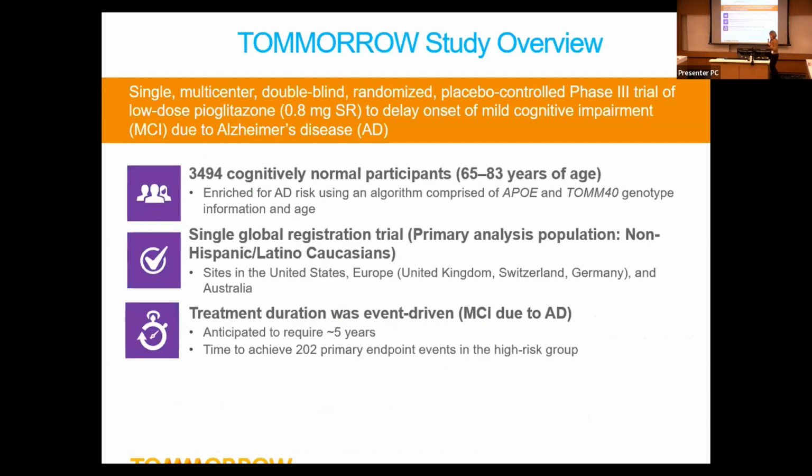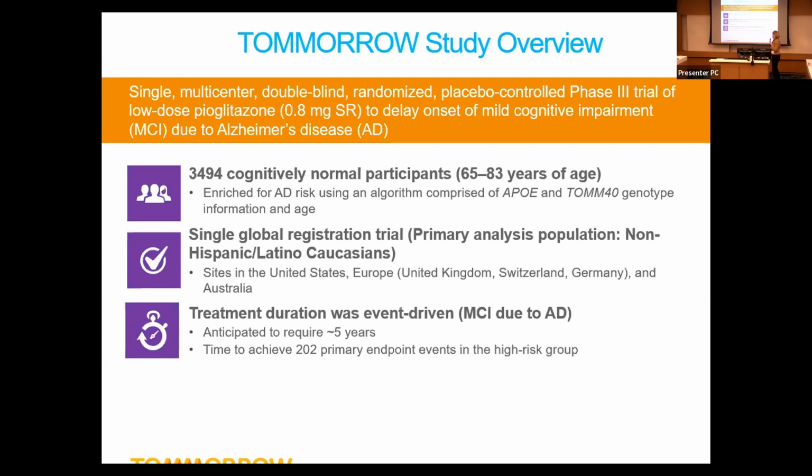And this is just a quick overview of the study. The study was designed to be multi-center. There were essentially 60 sites that started in the study. We ended with 57, testing a low dose of pioglitazone in about 3,500 individuals.